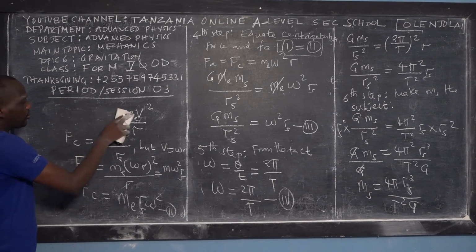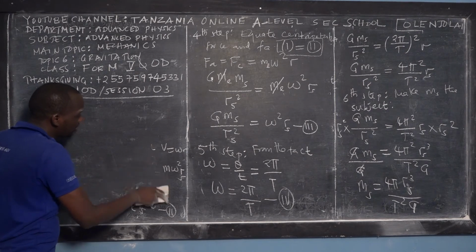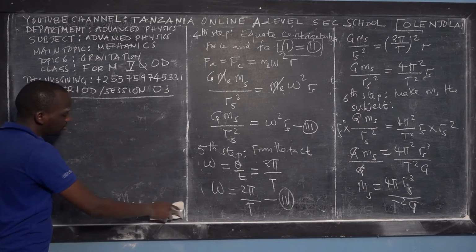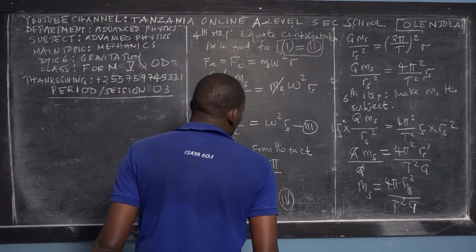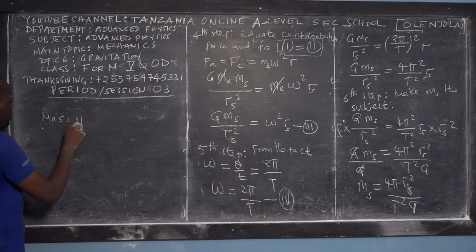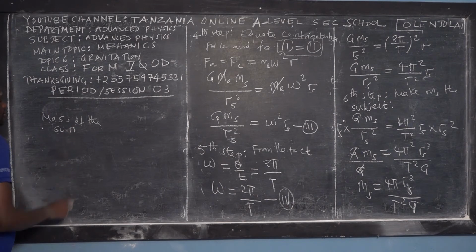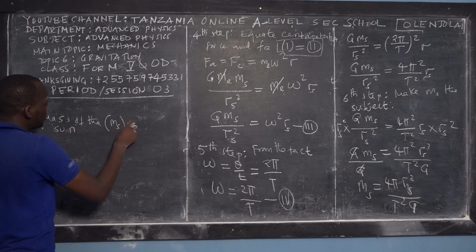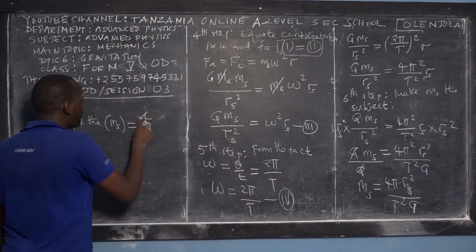According to your geography, what is the period for a planet, for example the S, to revolve around the sun and complete its circulation? 365. So then the formula now, the mass of the sun, which is ms, we can find it if you know the distance from the S to the sun.